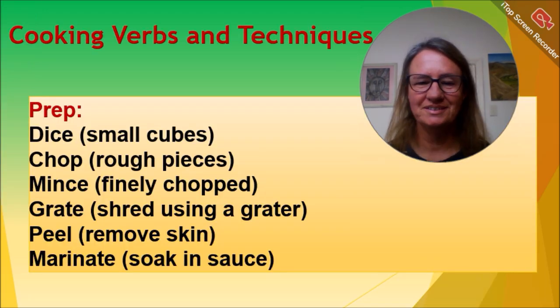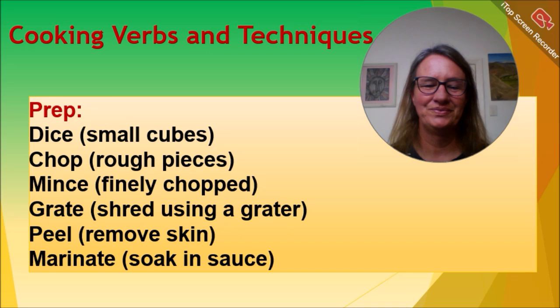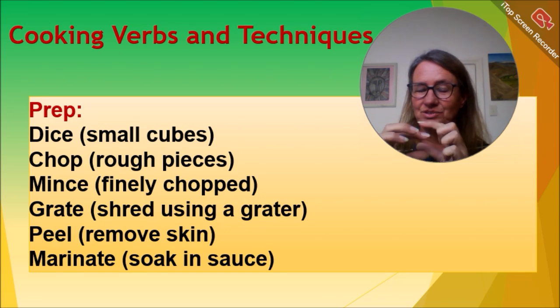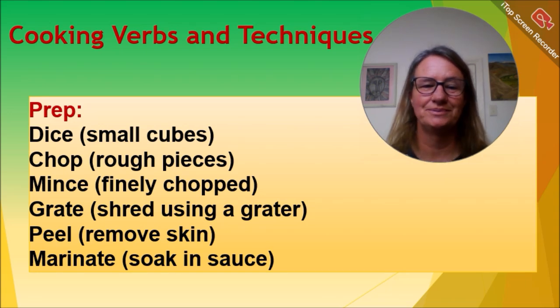So when we're in the kitchen and we're standing around the counter preparing to make a meal, let's have a look at some of the verbs and the techniques that we need to use. First of all, we talk about food preparation, or the prep. So we have dice, small cubes. So literally to dice is to cut into small square shapes.